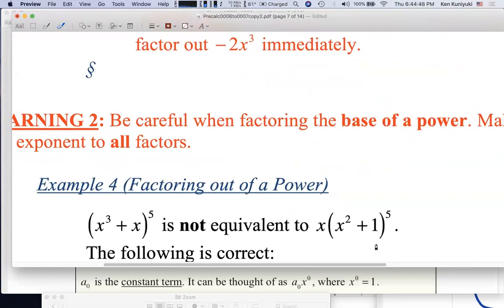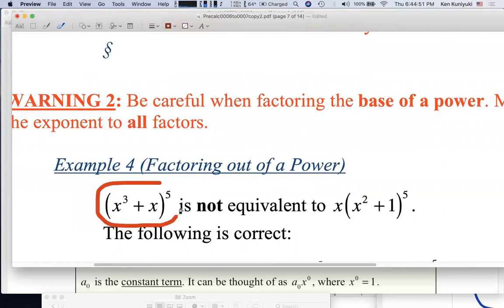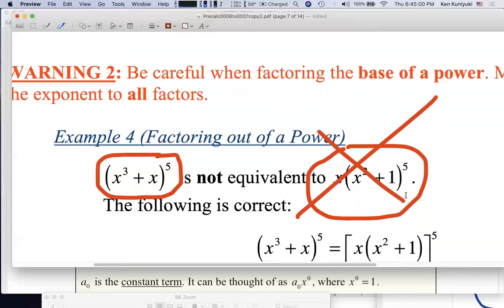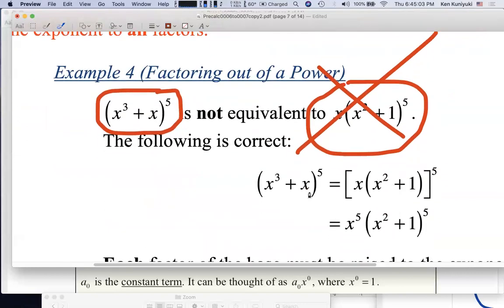Be careful. Can you factor this like this? Oh, I see that x is a common factor of the base here. Let's take them out. That doesn't work. Not equivalent. See, here's the thing. When you factor out the x, you better put grouping symbols because the fifth power applies to all this stuff. And then both these factors, the x and the x squared plus 1, share the 5. So if you're going to take out an x, don't forget the 5 goes along with it. When in doubt, use grouping symbols.